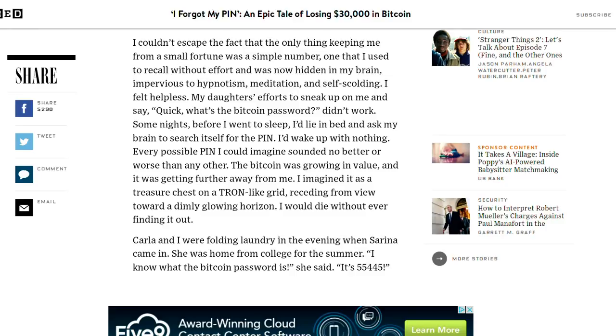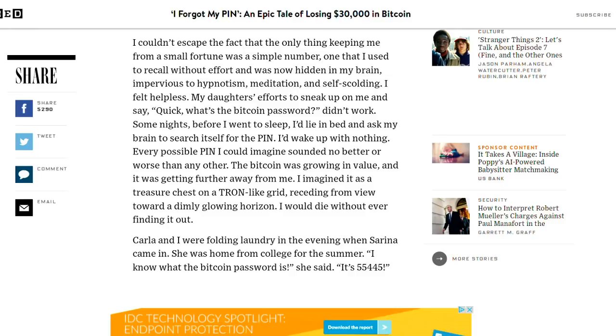Didn't work. That's adorable. Some nights before I went to sleep, I'd lie in bed and ask my brain to search itself for the PIN. I'd wake up with nothing. Every possible PIN I could imagine sounded no better or worse than any other. I hope he was keeping a list of the PINs that he tried.